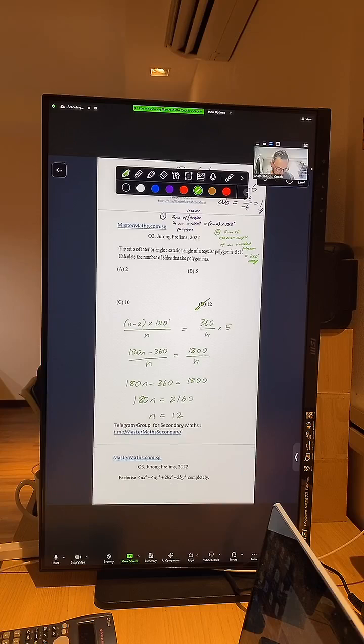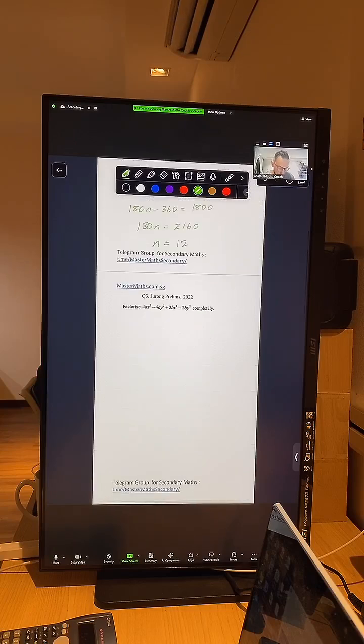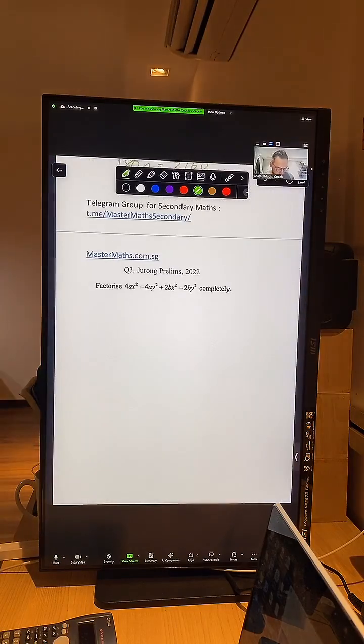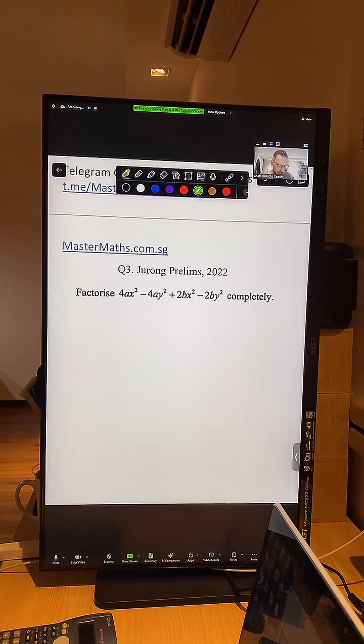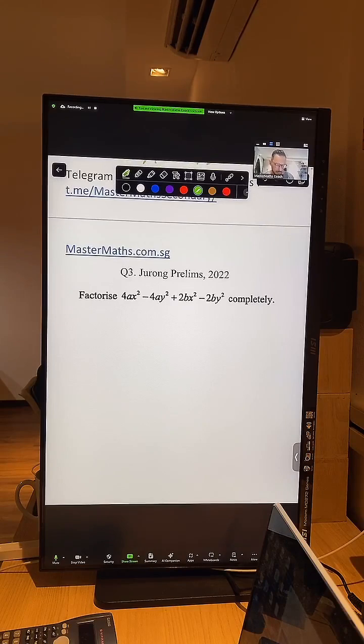Here got no MCQ, unfortunately. Okay, also from Jurong Secondary, I assume, yeah? In 2022, they asked this question in their prelims. Factorize 4ax squared minus 4ay squared plus 2bx squared minus 2by squared completely. Okay, I give you all some time to try it out on your own. We'll go through in 2 minutes time.